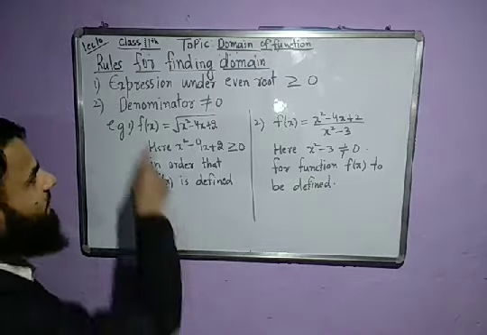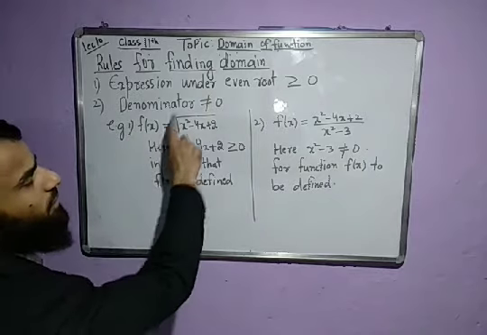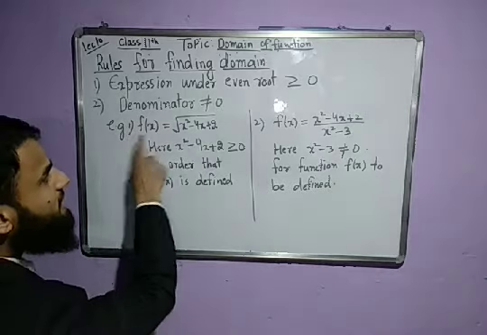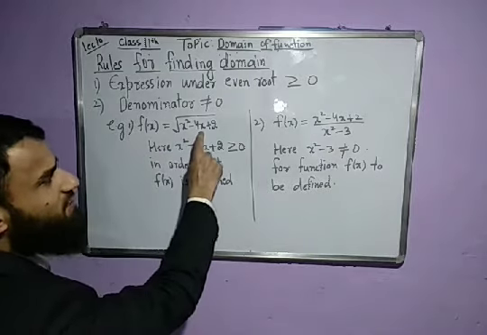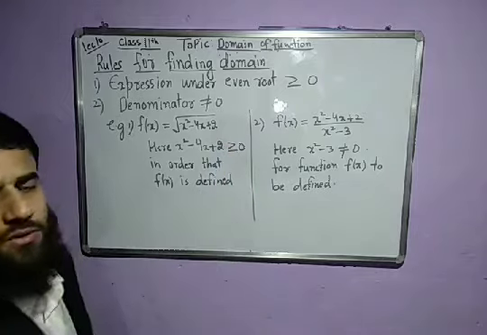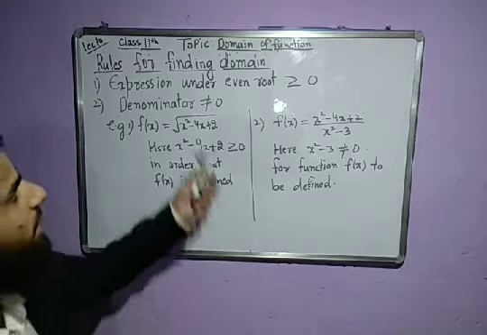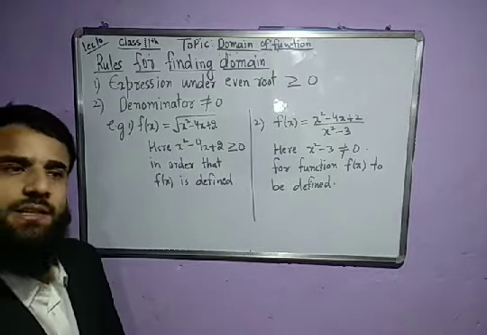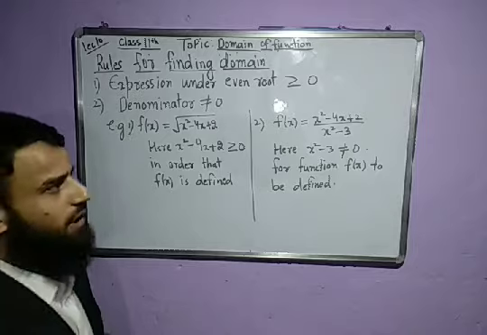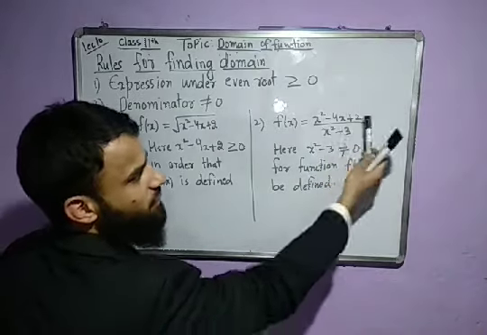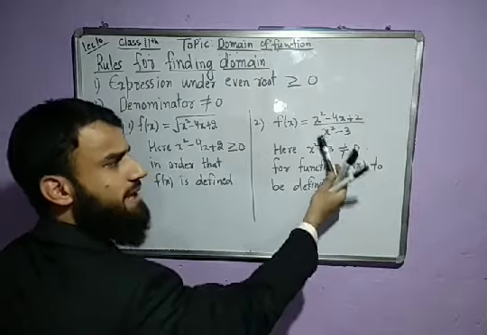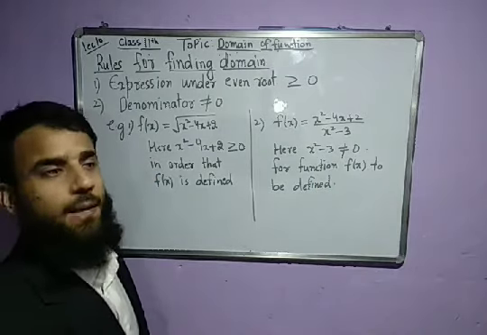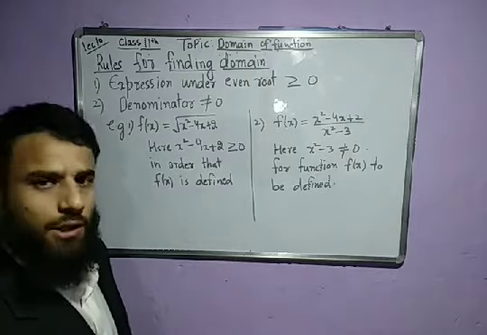Like in this example 1, if we have a function f of x is equal to under root of x square minus 4x plus 2. Here, in order that this function is defined, this x square minus 4x plus 2 should be greater or equal to 0. Now, second rule is that the denominator of a function cannot be equal to 0, because if the denominator is equal to 0, the function becomes not defined. As you can see, if I have a function x square minus 4x plus 2 divided by x square minus 3, this x square minus 3 should not be equal to 0. Why? Because if it is 0, then the function becomes not defined.